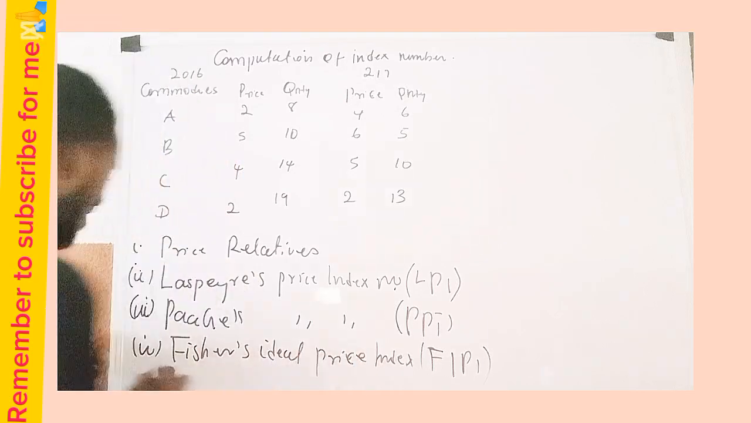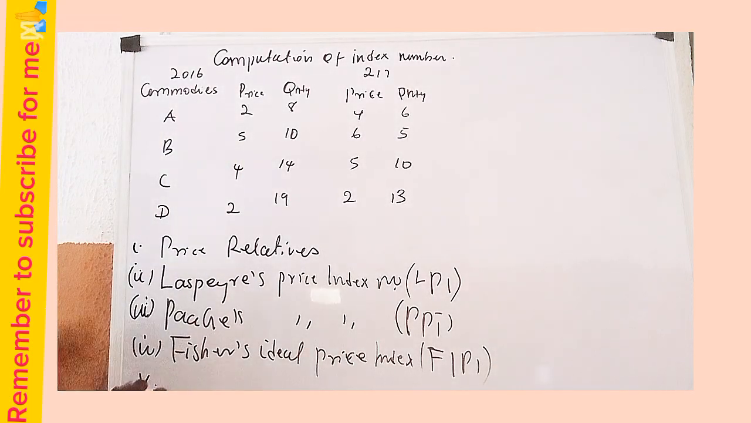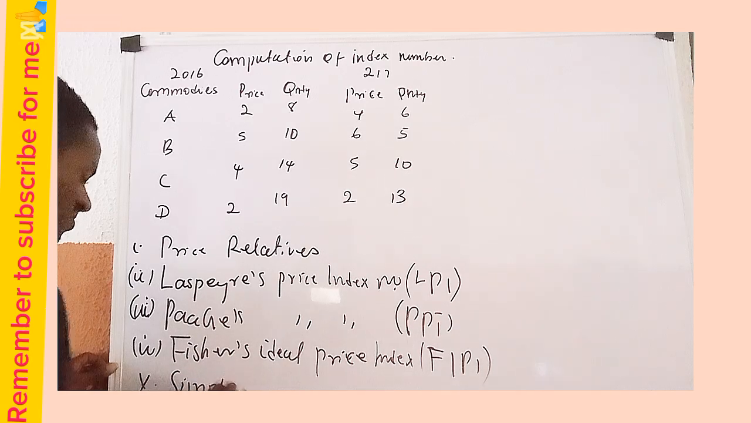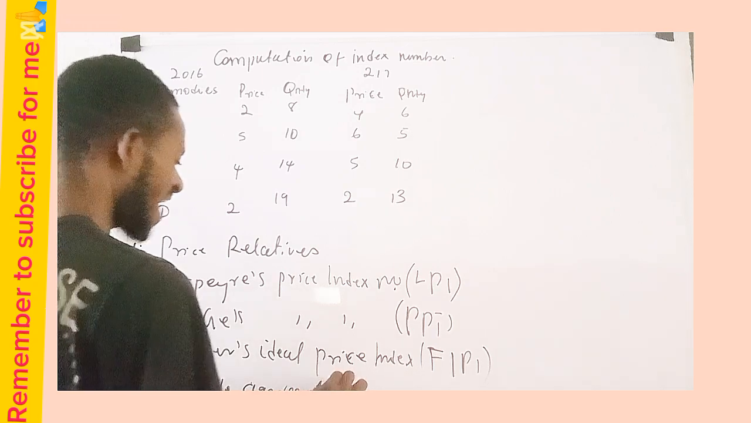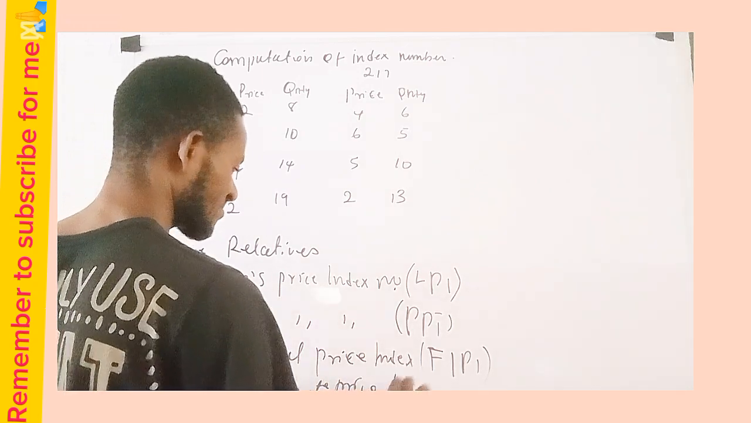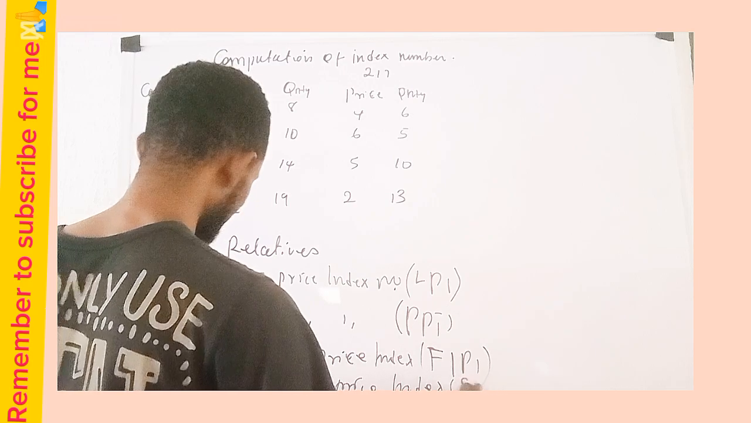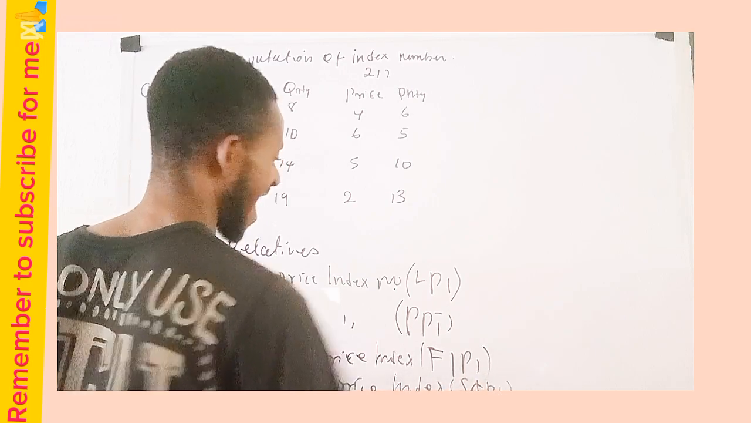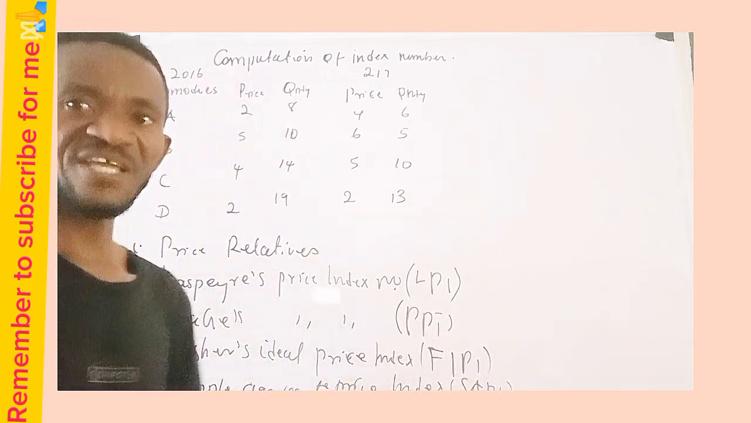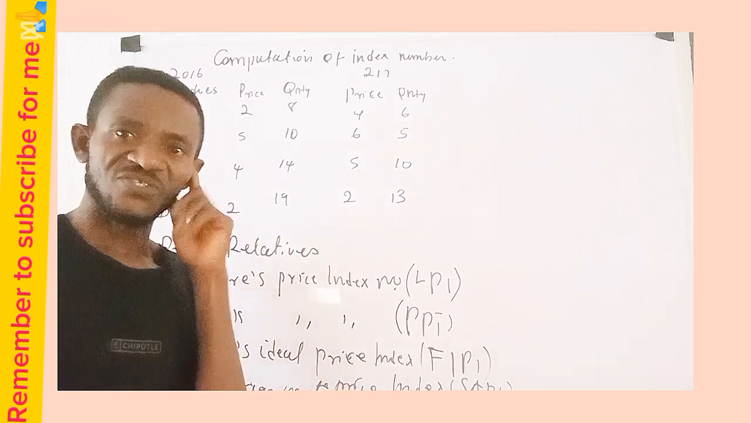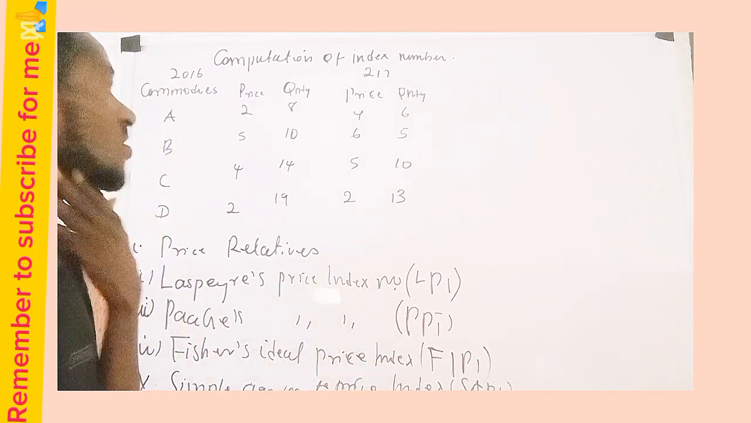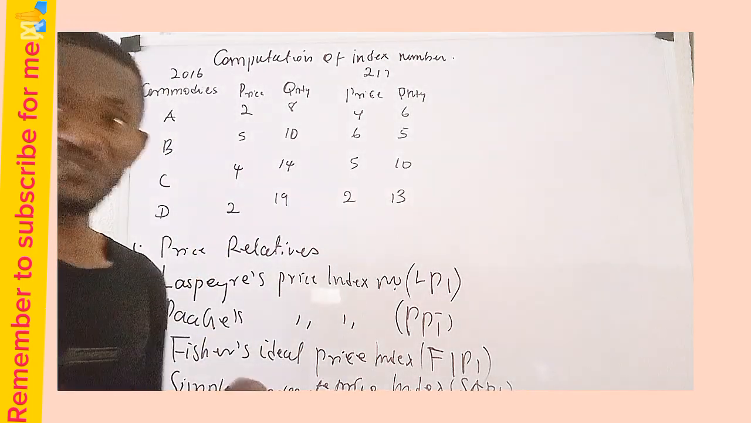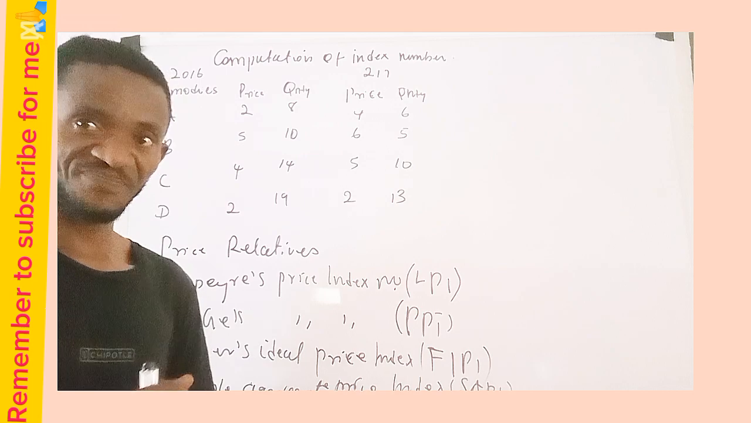And then we are equally going to talk about number five, what we call the simple aggregate price index, written as SAPI. We are going to look at some of these things together with you. So you are going to permit us to begin the computation proper as a word of solution.